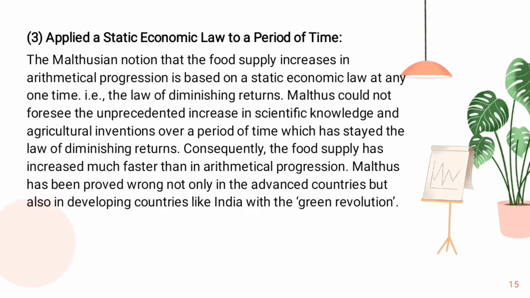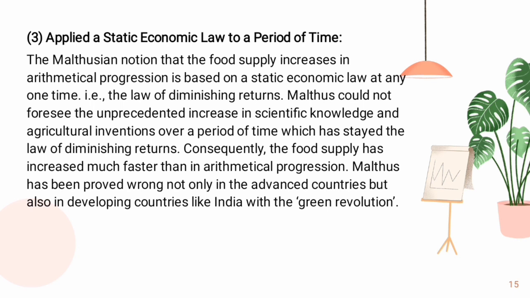So applied a static economic law to a period of time. The Malthusian notion that the food supply increases in arithmetical progression is based on a static economic law at any one time, or the law of diminishing returns. So Malthus could not foresee the unprecedented increase in scientific knowledge and agricultural invention over a period of time, which has stayed the law of diminishing returns. Consequently, the food supply has increased much faster than arithmetical progression, and Malthus has been proved wrong not only in the advanced countries but also in developing countries like India with the Green Revolution.